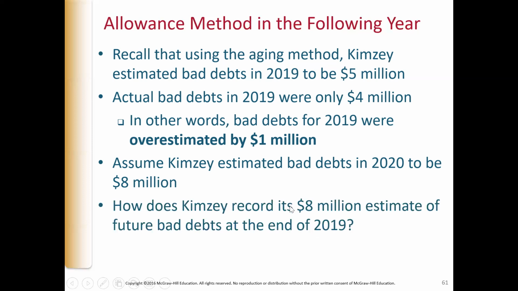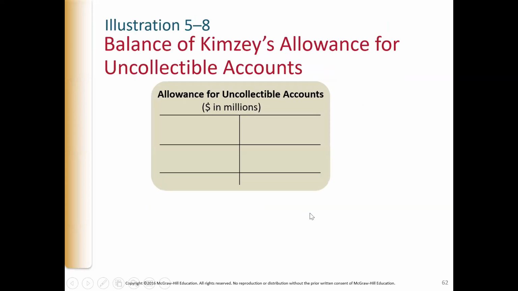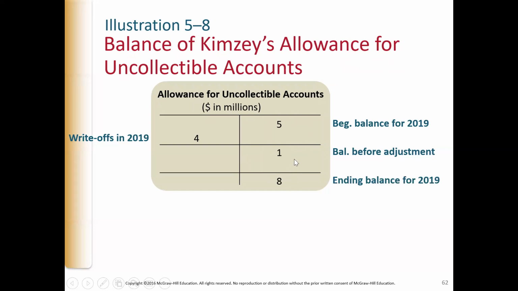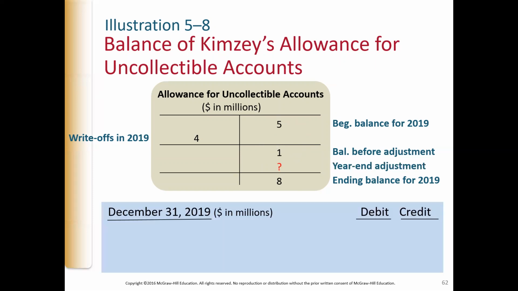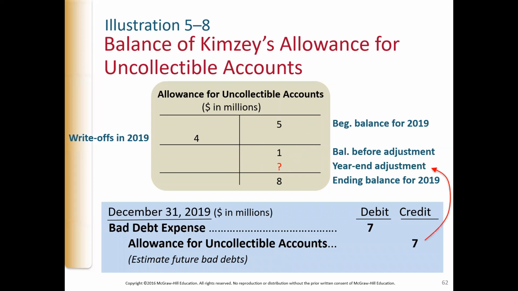Well, how do we handle this 8 million? What we're going to do is we have a balance sitting in our allowance for uncollectibles of 1 million. But since we want the new figure for this year to be 8, we need to take into account that we do have 1 million that we overestimated from the previous year. So for this year, we're only going to show a $7 million debit to bad debt expense and a credit for uncollectible accounts. This is the key, guys.